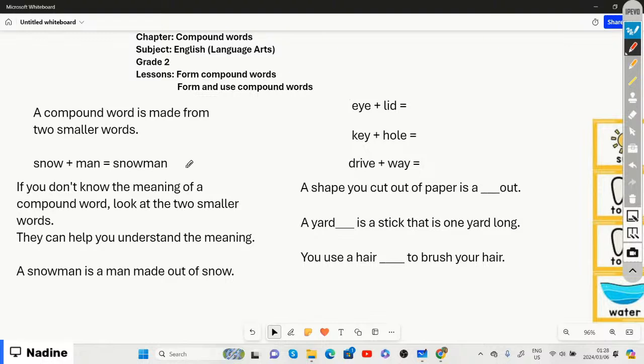Then we have Sour Patch Kids, right? So far, we're only going to stick to the two-word compounds, right? Then we have another one, which is hair plus band. So hair plus band.